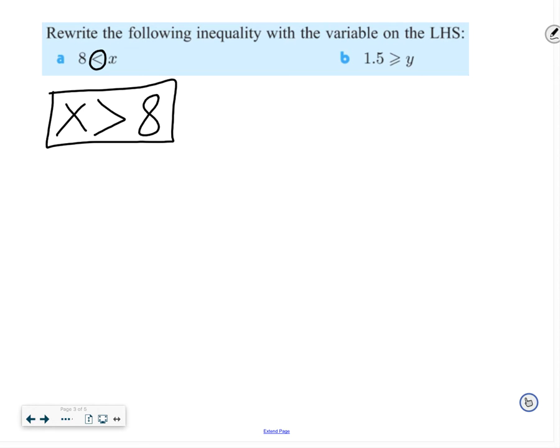Same thing here. This expression I'd read as 1.5 is greater than or equal to y. That's the same thing as saying y is less than or equal to 1.5. I always double check: where is it pointing to? Here it's pointing to y, so it's got to point to y there.